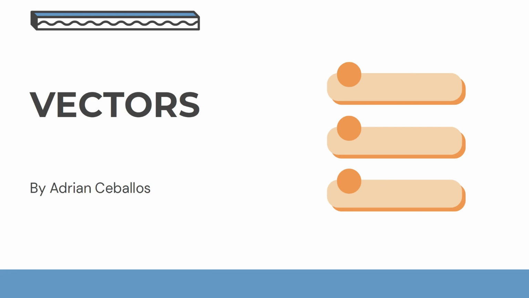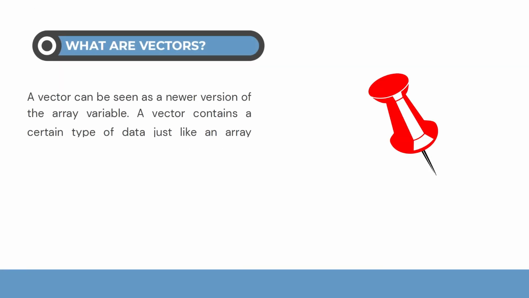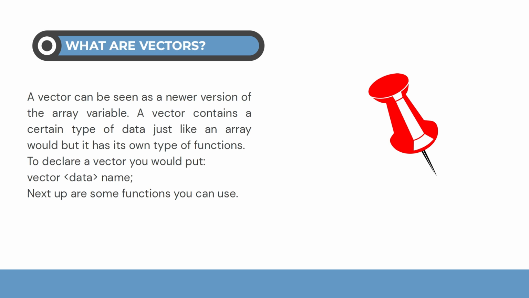Hello, today I'll be talking to you about vectors. What are vectors? A vector can be seen as a newer version of the array variable. A vector contains a certain type of data, just like an array would, but it has its own type of functions. To declare a vector, you would put vector, the data type, name, semicolon.